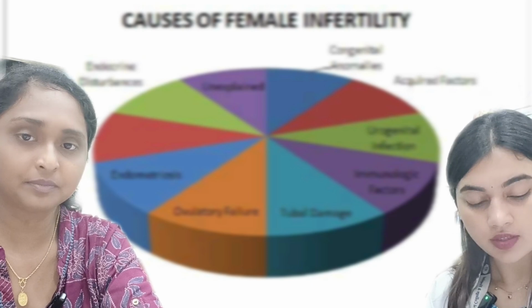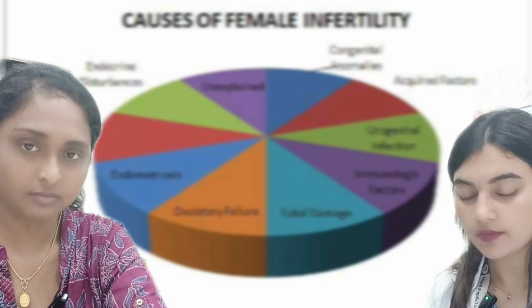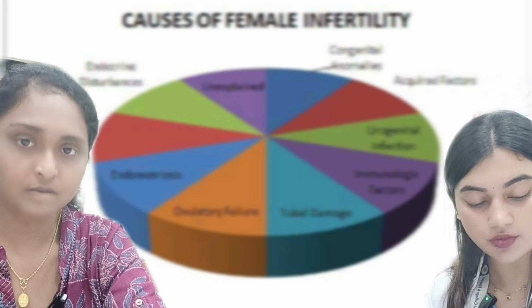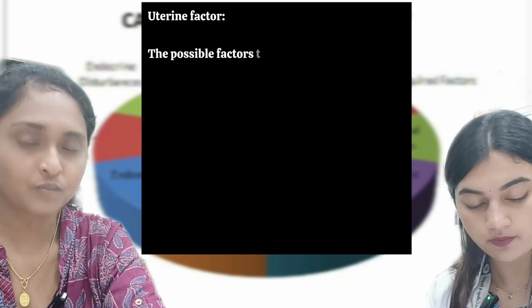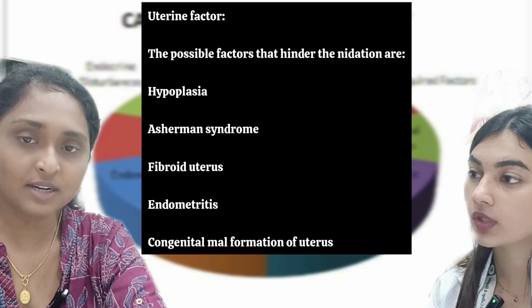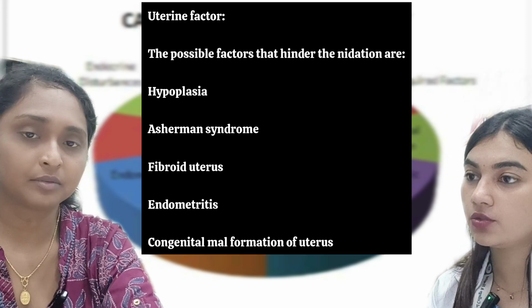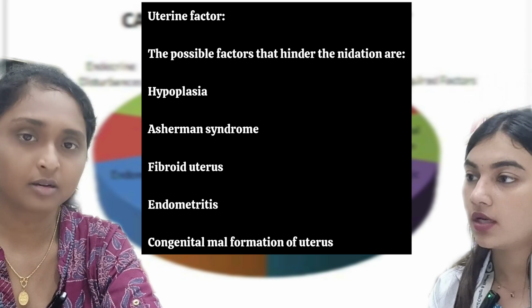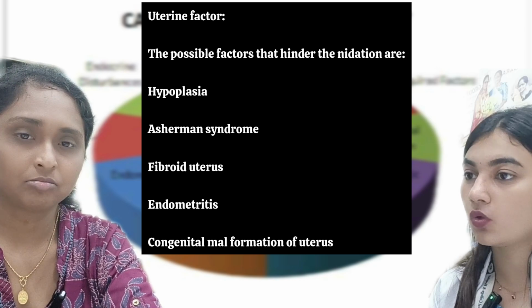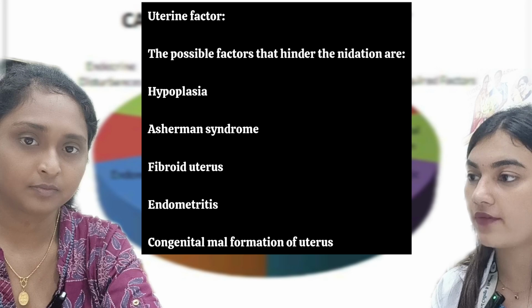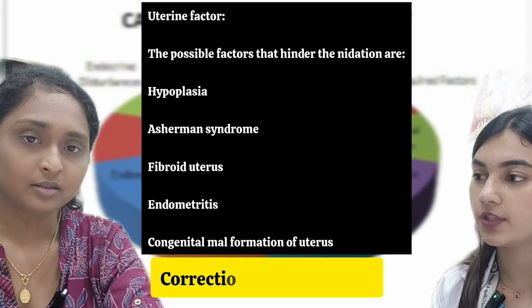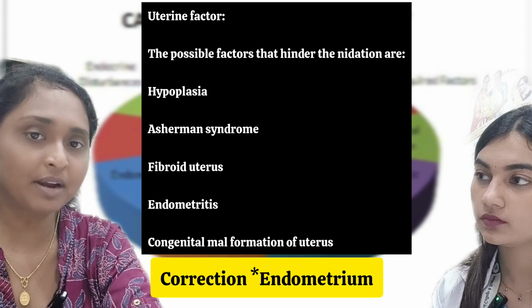Uterine factors. Congenital uterine anomalies, then fibroid and intrauterine adhesions like Asherman syndrome. So, what is Asherman syndrome? In the uterus, there are a lot of adhesions which block the ovum from coming into the uterine cavity and lead to infertility. So, basically, there is no endometrium for implantation.